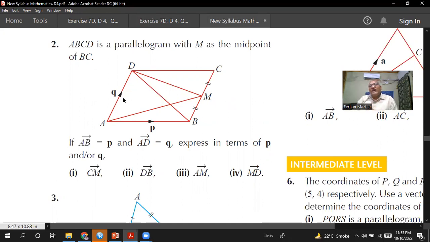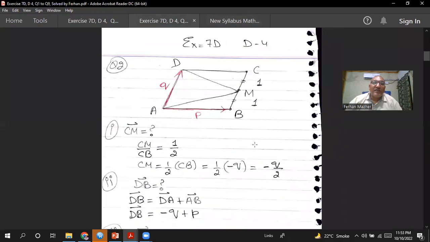So the first thing they ask us to find is the CM. Remember, this is a parallelogram. In a parallelogram, the opposite sides are equal and parallel to each other, so they have the same vectors. So they have asked you to find the CM, and I know the value of the CB, and CM is part of that. CB will be minus Q, and the CM is half of that.